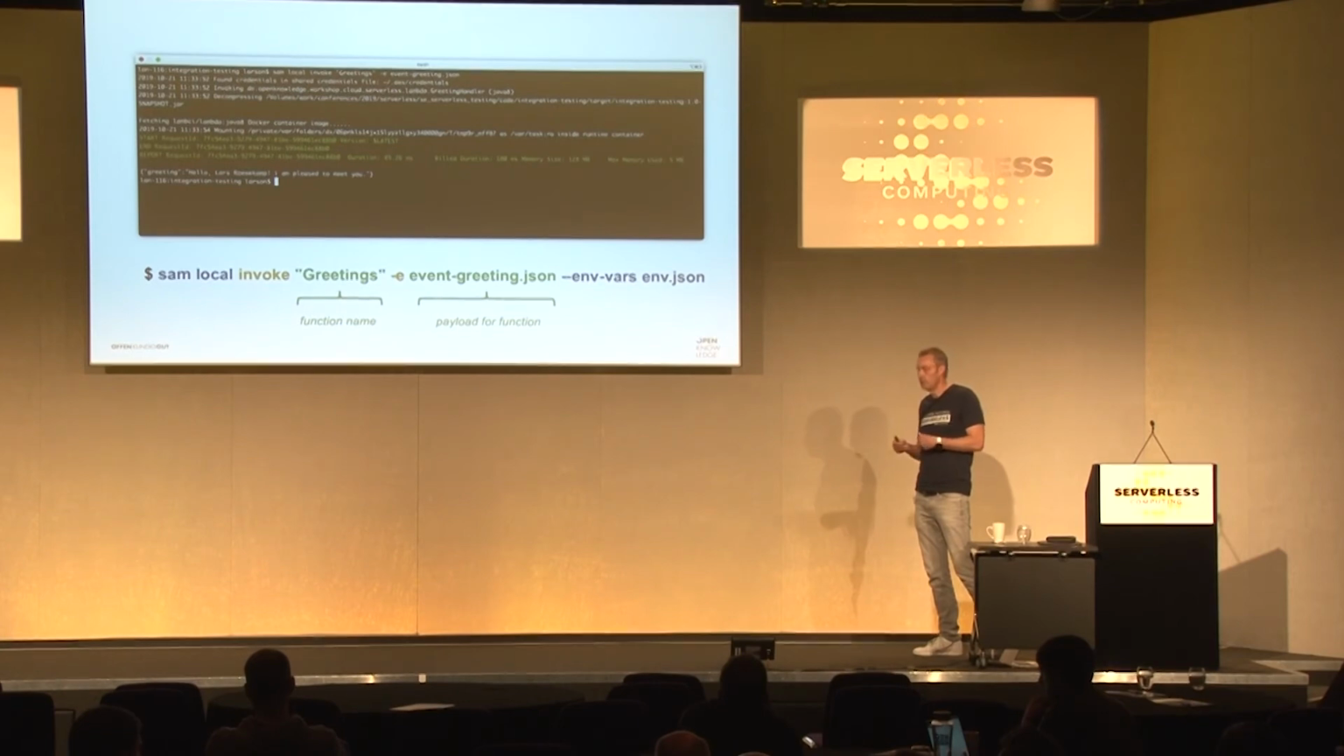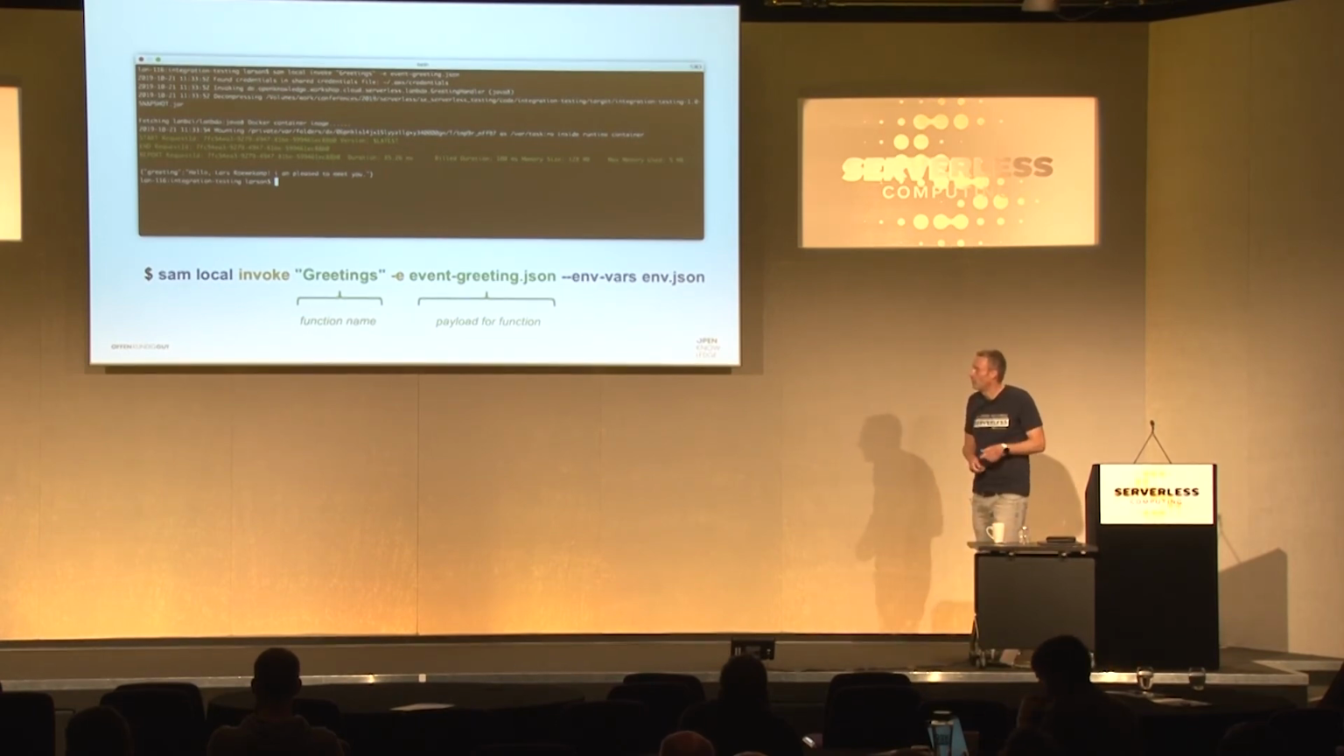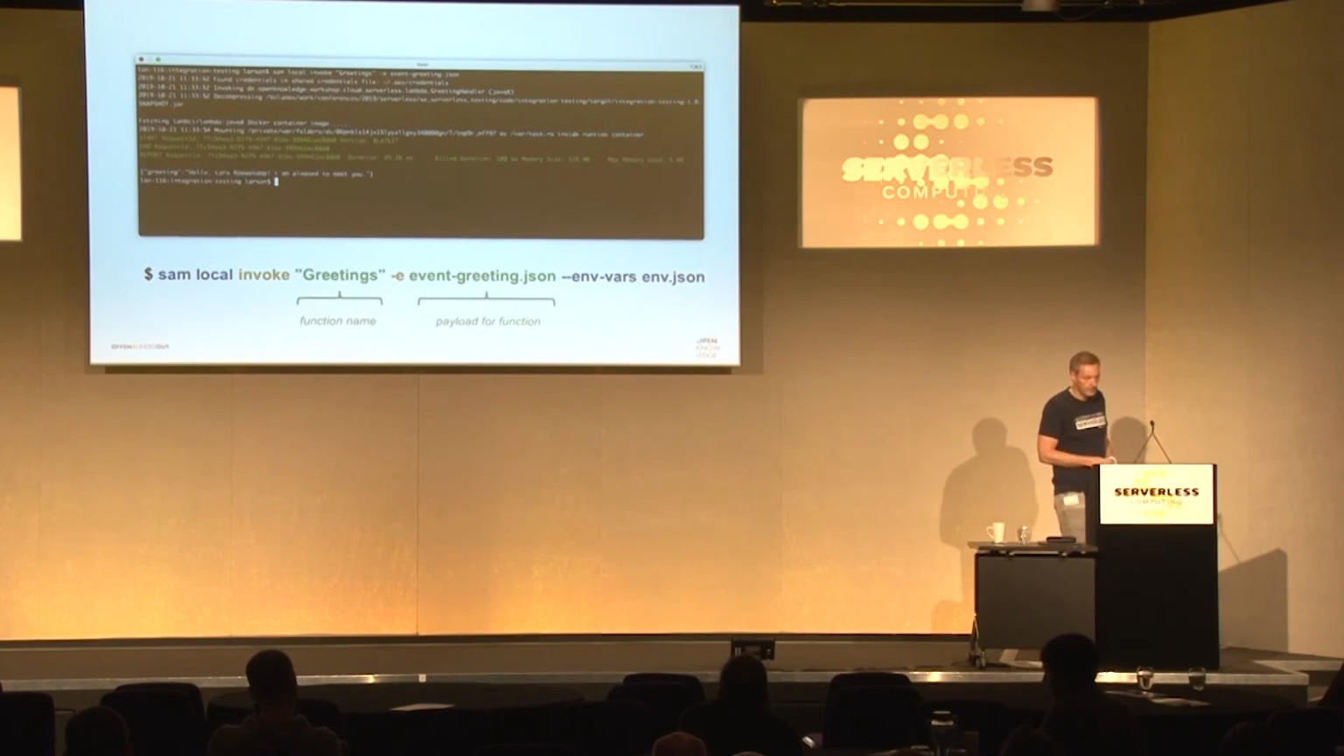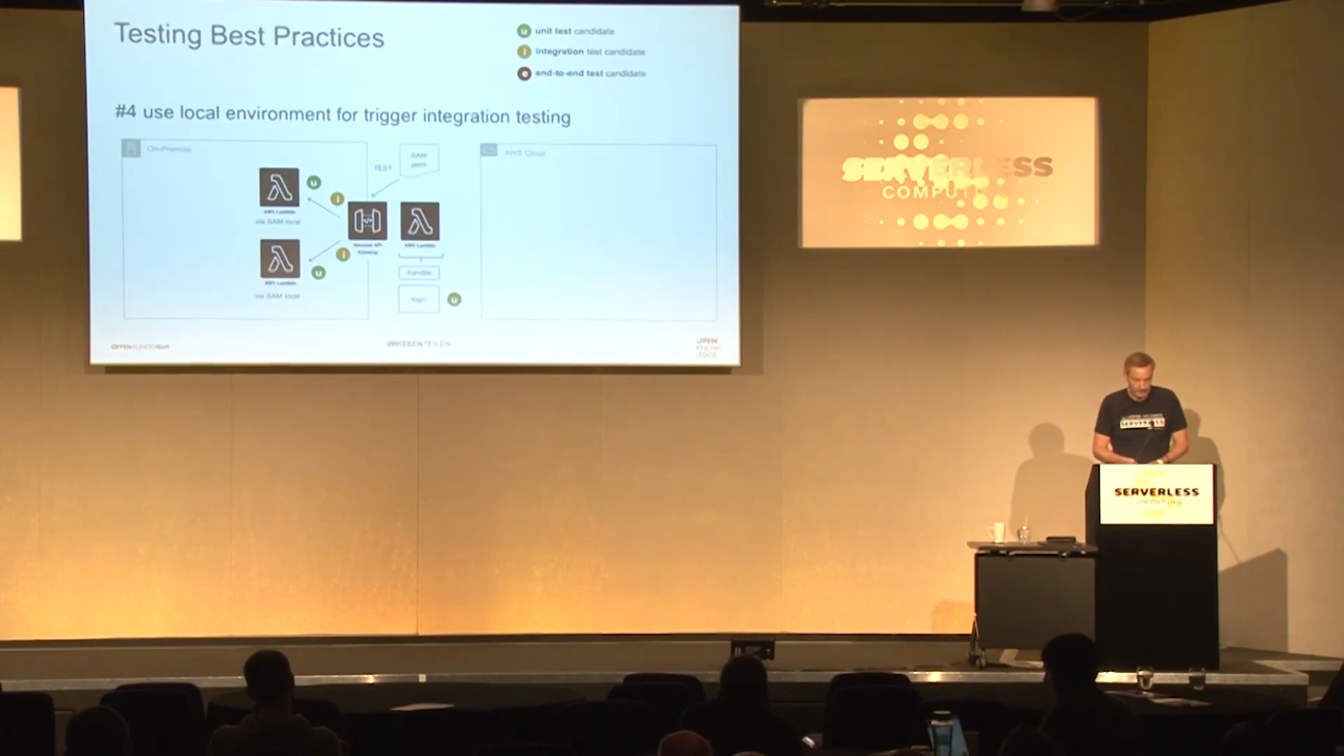On my local machine, a Docker container started with an AWS fake environment, and the Lambda function is running. So we can use this to test the call of the Lambda function locally.